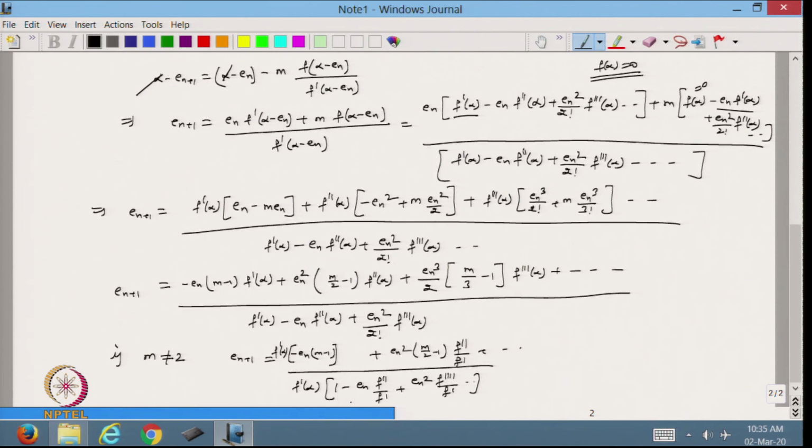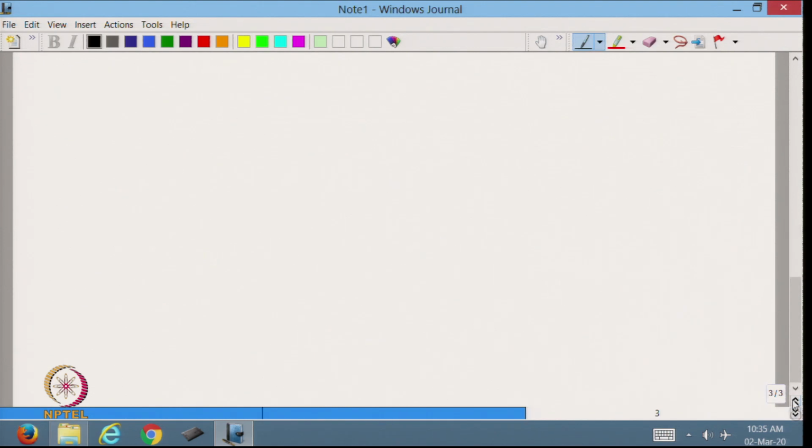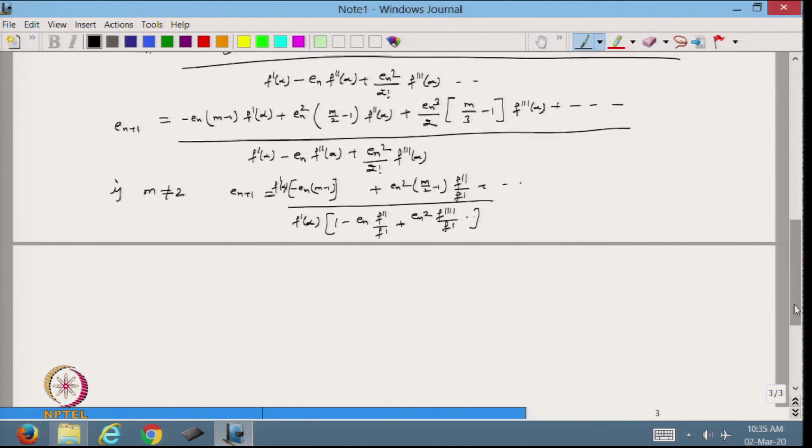So, from here you can see that this will cancel out. If I take this one as the numerator and apply the binomial expansion, the same one we have done, then you will see that my E n plus 1 will be, if I cancel out this one and ignore the higher power of E n, minus m minus 1 E n, if I ignore the second order powers of E n. So, in this case you will see that this method becomes of first order. So, when m is not equal to 2, the method will be of the first order.